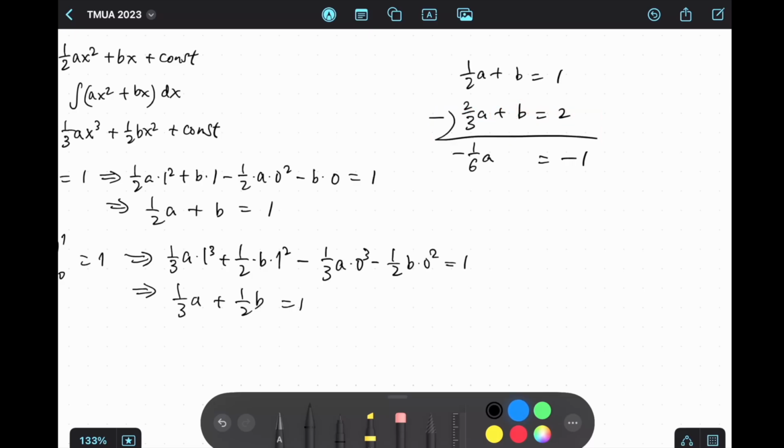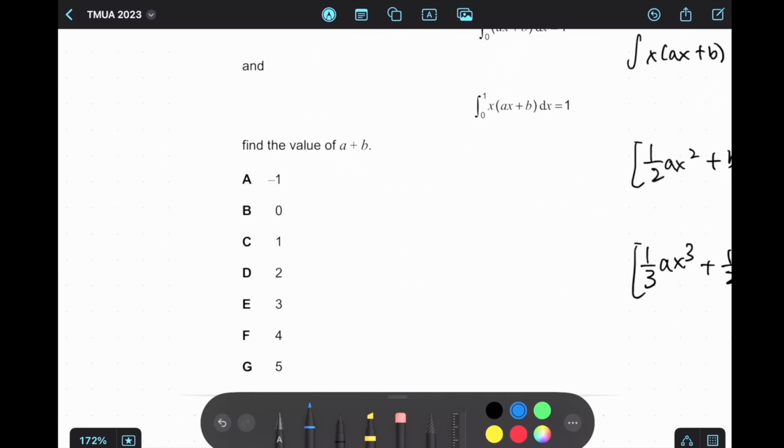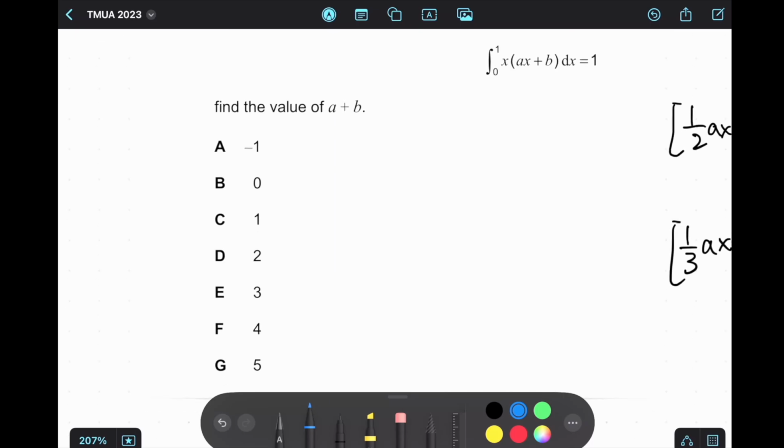And therefore, we have a equals 6, and solving, we get b equals 1 minus a half of a, which is negative 2. So the question asks for the value of a plus b, which would be equal to 6 plus negative 2, which is 4. So option F would be the answer to the first question.